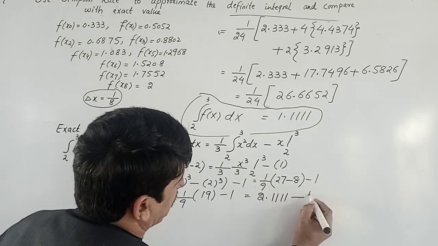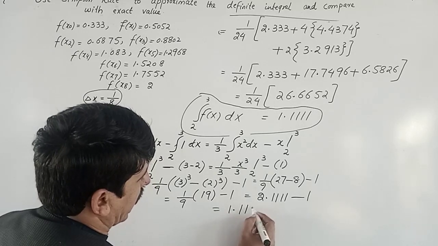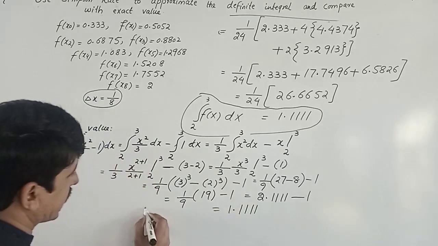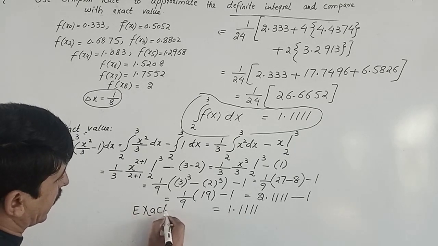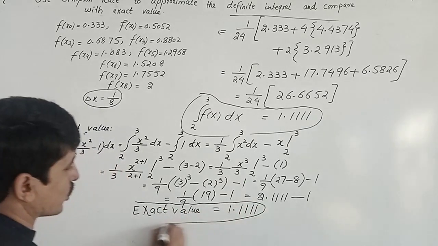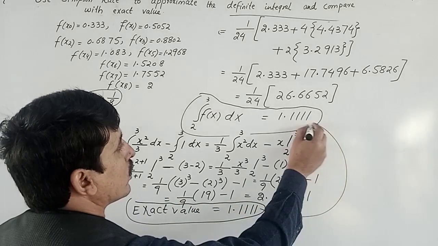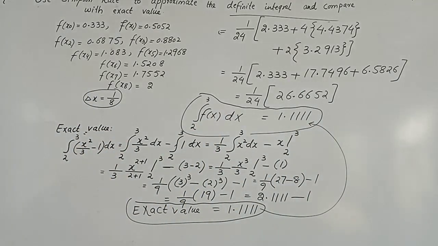2.1111 minus 1, so we get 1.1111. This is the exact value. So the exact value and the approximate value are roughly the same; approximate value and exact value are the same in this case.